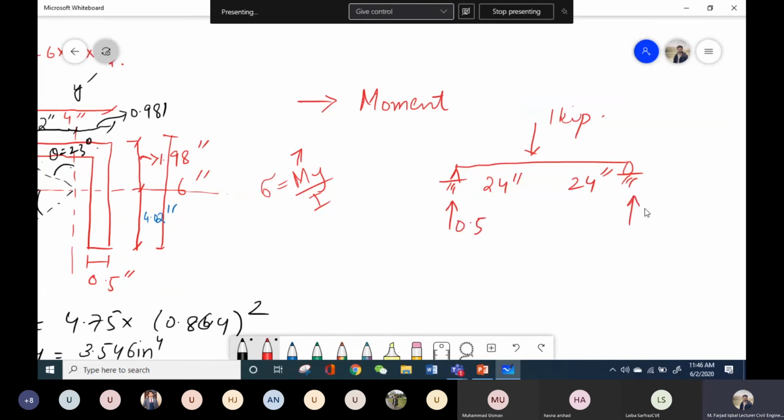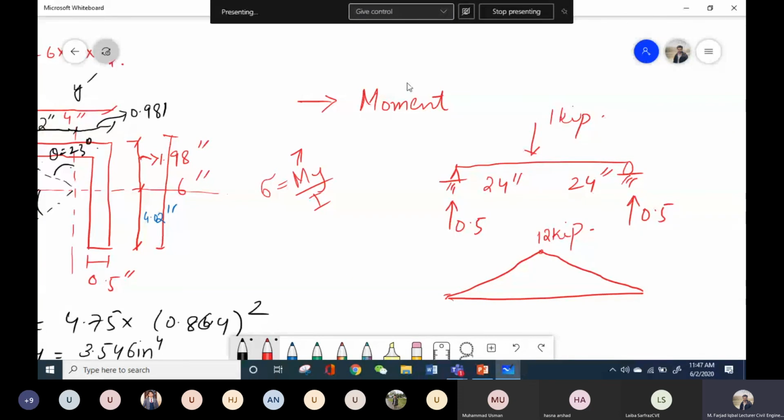0.5 and 0.5. So my bending moment diagram will be something like this. What is the value of this peak? That is 12 kip-inch, right? 0.5 into 24. So now I have the magnitude of the maximum bending moment that is acting on the entire cross section.